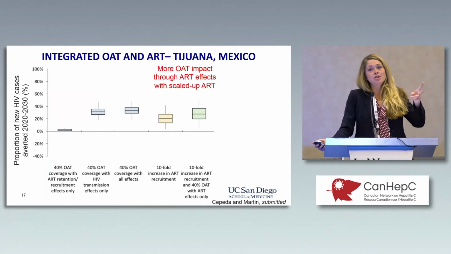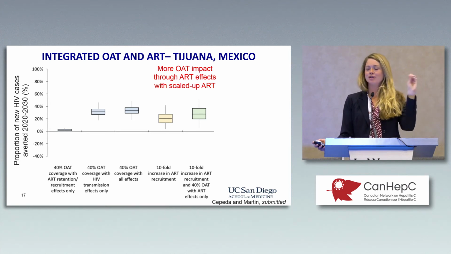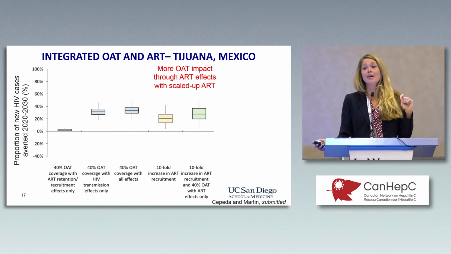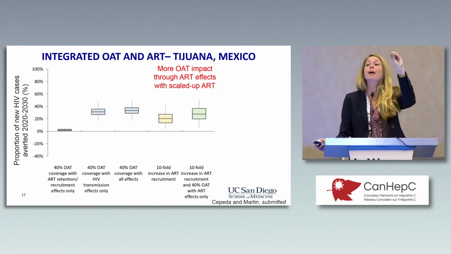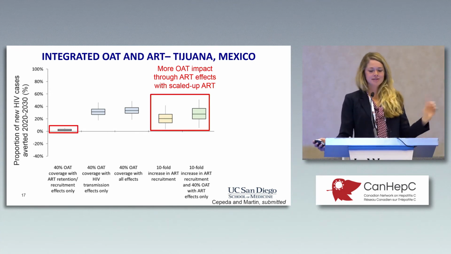But if we scale up the two of them in an integrated fashion, and we're just simulating the synergistic benefits of OAT on ART recruitment and retention, you can see that we get more of a benefit. So with OAT alone, just with the ART benefits, on the very left-hand side, we got no impact. But now we're providing, in the yellow, ART scale-up, and in the green, OAT just with those synergistic benefits. And you can see you get a bigger bump. You get this kind of synergistic improvement.